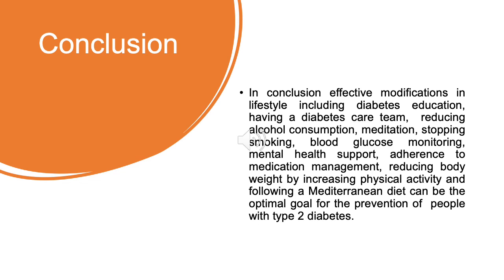Conclusion. In conclusion, effective modifications in lifestyle including diabetes education, having a diabetes care team, reducing alcohol consumption, meditation, stopping smoking, blood glucose monitoring, mental health support, adherence to medication management, reducing body weight by increasing physical activity and following a Mediterranean diet can be the goal for the prevention of complications in people with type 2 diabetes.